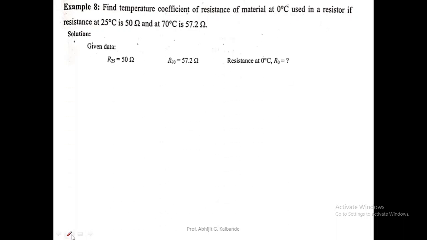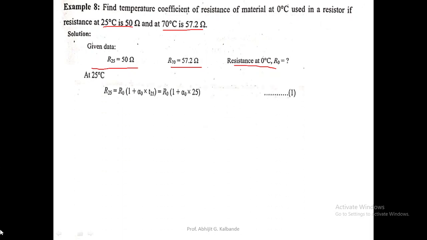But for the numerical, first we write the given data. The data given is that at temperature 25, the resistance is 50 ohm. At temperature 70, the resistance is 57.2. We have to find the resistance at 0 degrees Celsius, that is the temperature coefficient.